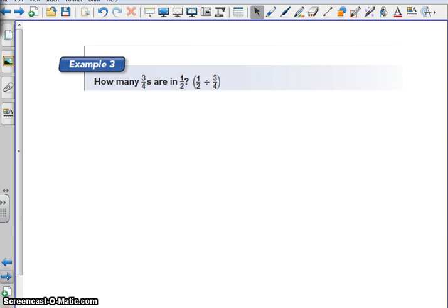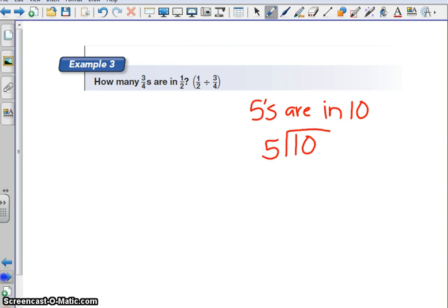Let's try this problem, example 3, doing this again. If you again think of how many 5s are in 10, it can help you think about how you're going to set this problem up. Thinking that 10 is the dividend, right? And the 5 is the divisor. So we do 1/2 divided by 3/4.